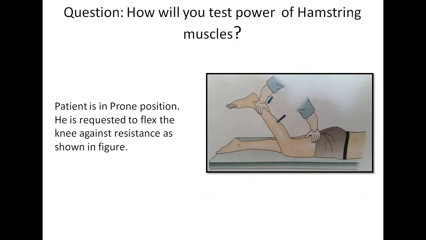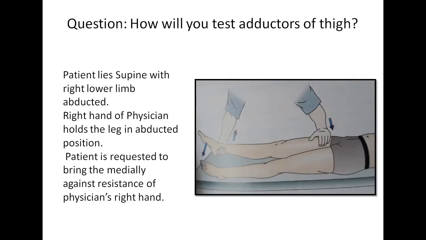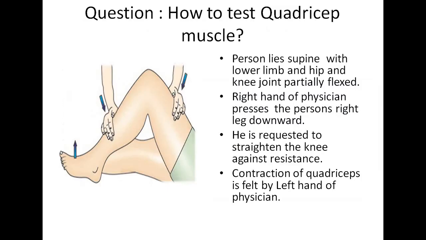A question can be asked about how you will test the power of the hamstring muscles. The patient is in prone position. He is requested to flex the knee against resistance. A question can be asked about testing the power of adductors of the thigh. In this, the patient is in supine position with the right lower limb abducted. The patient is requested to bring the limb medially against the resistance of the physician's right hand.